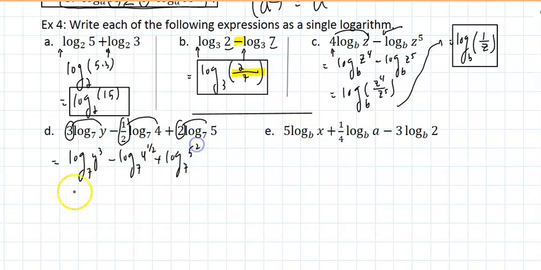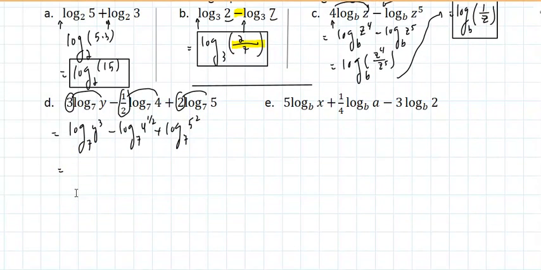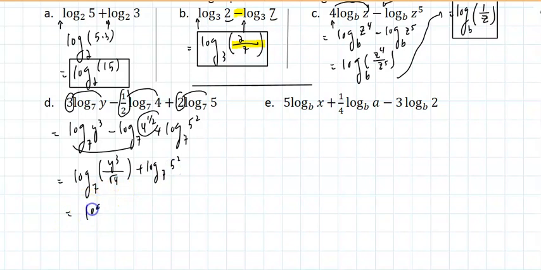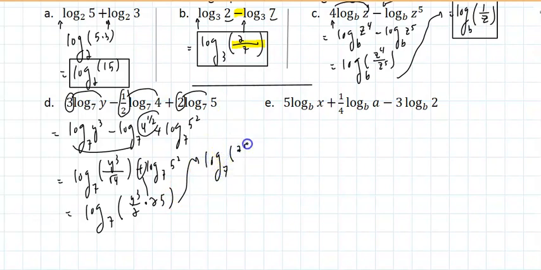And I could do this a step at a time. I'm going to show you that. So you could say that is the log base 7 of, and you could start with those two first and say, well, that's going to be y cubed divided by, isn't that the square root of 4? And that's going to be the log base 7 of whatever this is, y cubed. Square root of 4 is 2 times 25. And my final answer would be the log base 7 of 25 y cubed divided by 2.